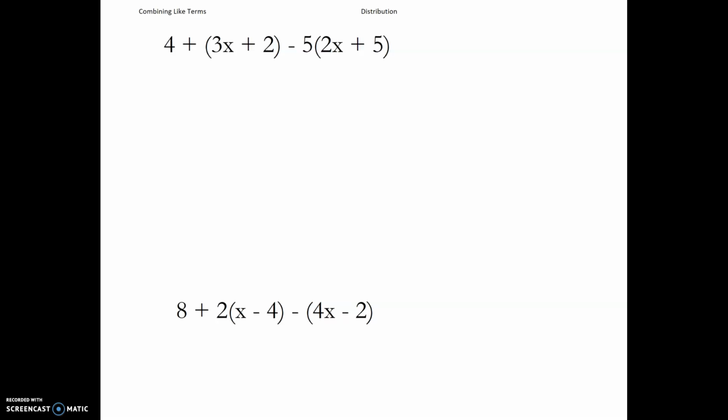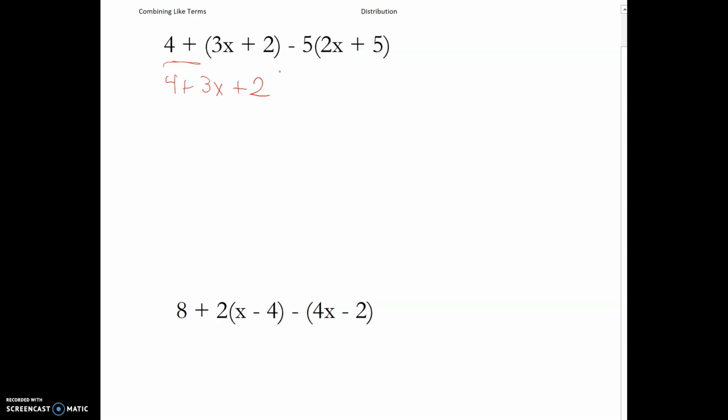Number 1 deals with combining like terms in distribution. So the first problem, some places where you might have made mistakes. First thing, this 4 plus here at the beginning, you do not distribute the 4. The 4 is not being multiplied to this quantity. So if I were to rewrite the first part, it would look exactly the same without parentheses.